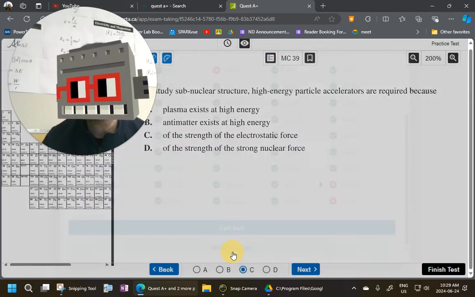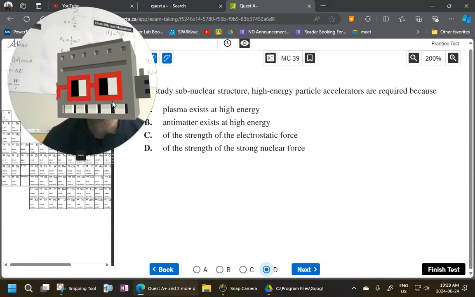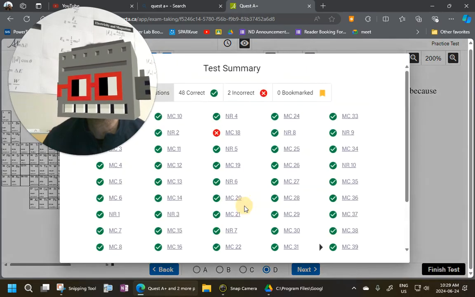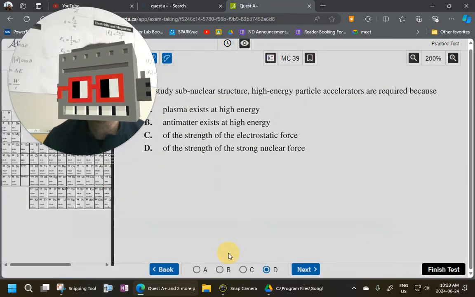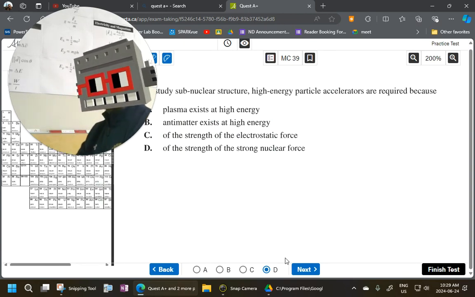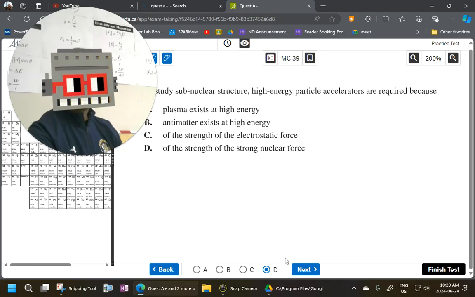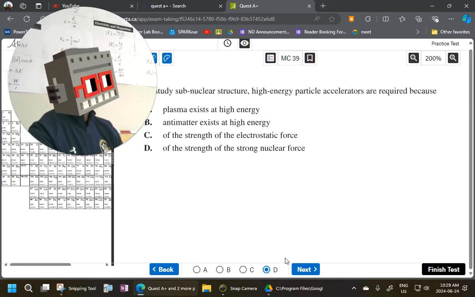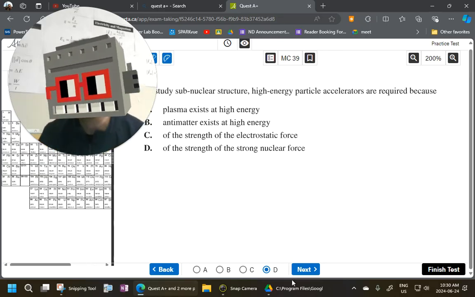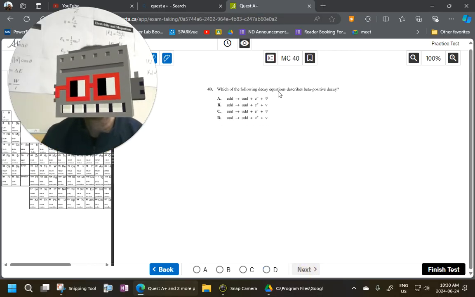Oh, it's not that one. It's a strong nuclear force. They want it to be the strong nuclear force. I do like that I had to overcome the strength of the electrostatic force too, because you have to get pretty close to each other. The closer you are, the bigger the force. But my first instinct was a strong nuclear force. Now, kind of like that.